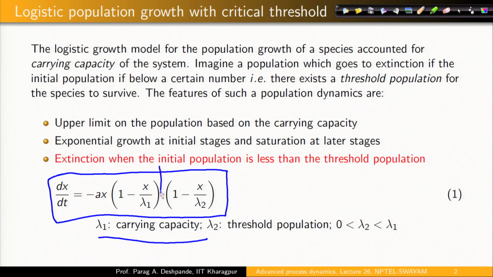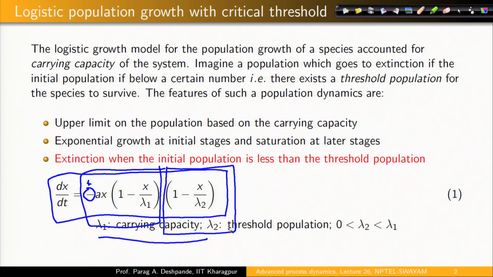So, if you just consider this part without the negative sign, then this is simply the logistic equation. Now, to account for the threshold population, what you do is you add this extra term. We will see how adding this extra term helps in governing the equation to give the correct dynamics.